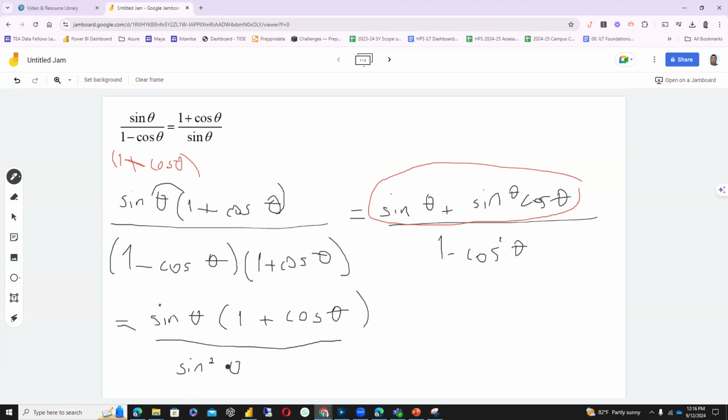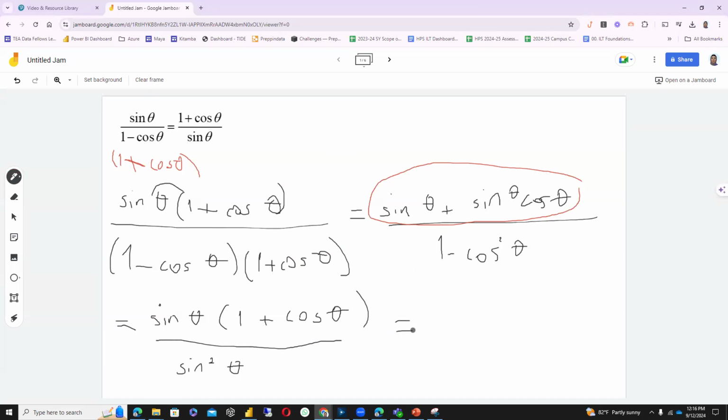So if you remember the main identity, sine squared plus cosine squared is equal to 1, and then in that main identity, if you isolate the sine squared, it is always equal to 1 minus cosine squared theta. So when I see 1 minus cosine squared, I can simply replace it with sine squared of theta.